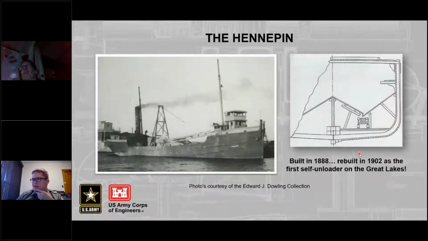So you can actually see here again, here's that conveyor belt system in the hold and what then would be considered a hogback. And then you can see the self-unloading boom here on deck where they can aim it off to the side.